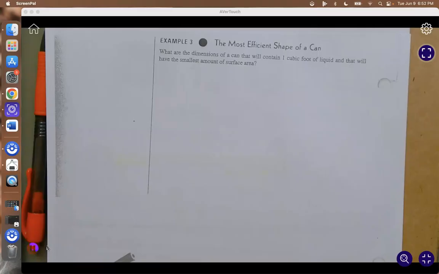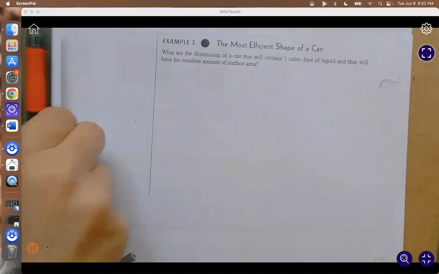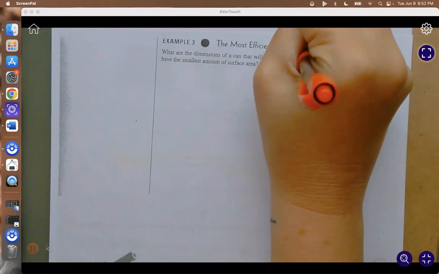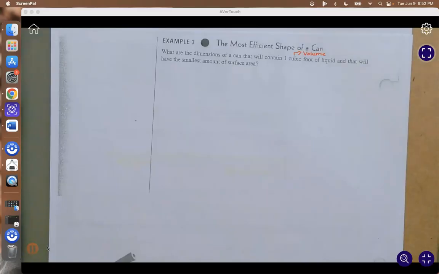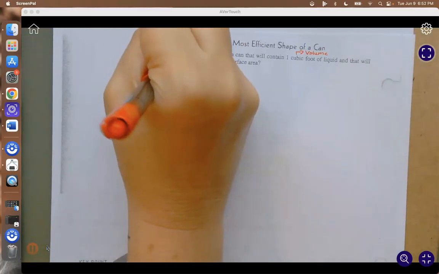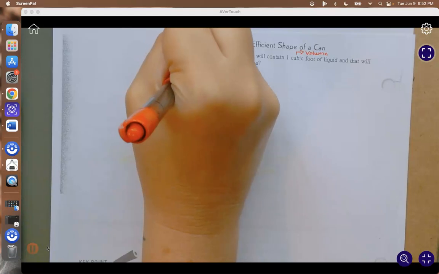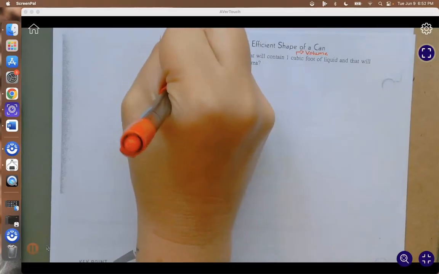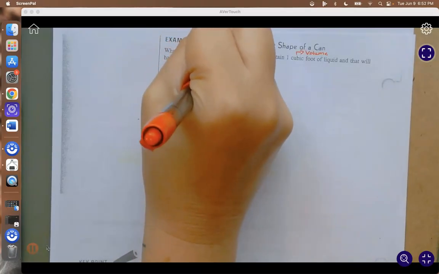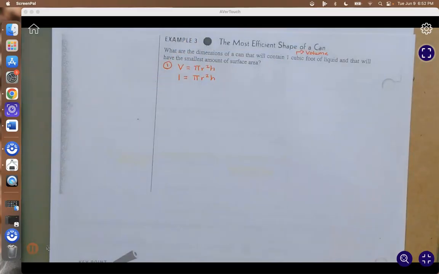All right. What are the dimensions of a can that will contain 1 cubic foot of liquid and have the smallest amount of surface area? They told us our volume is 1 cubic foot. We know we're dealing with volume, so step 1, volume is pi r squared h, and we know the volume is 1.